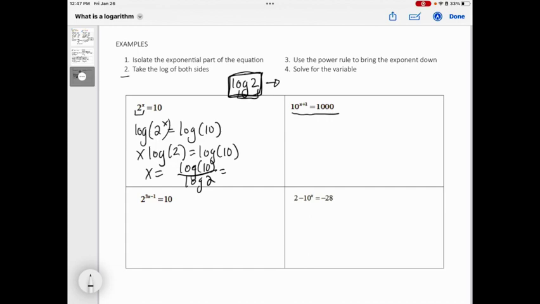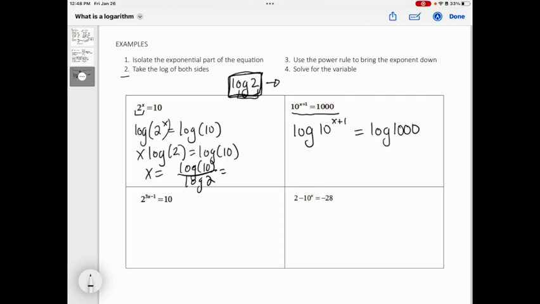I have 10 to the power of x plus 1 is equal to 1,000. So when you look at this, my exponential part for step number 1 is already isolated. I have my base raised to an exponent and everything else is on the other side. So I can go to step 2 and I can take the log of both sides. So I'm going to put a log in front of both of these numbers.